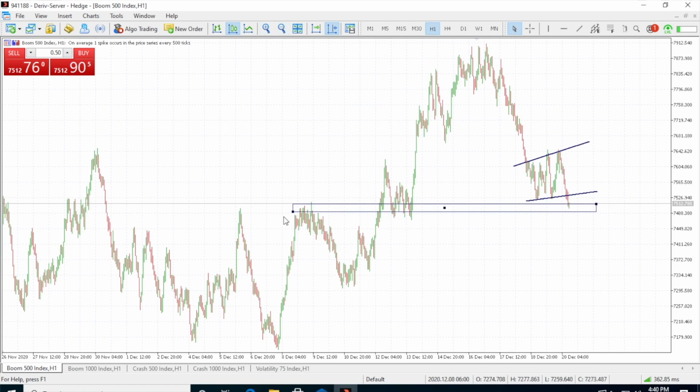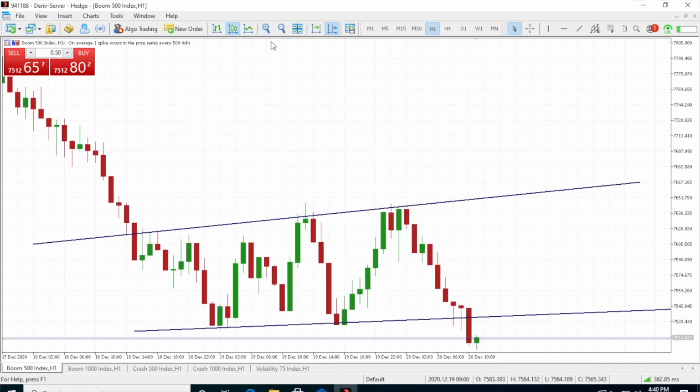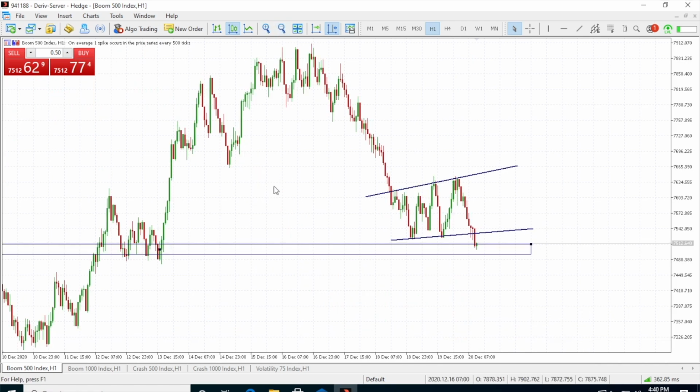Let's zoom out, and if you see here at the left also, we have rejection, we have rejection, we have rejection here. So right now the market is at that same box we used to take a buy trade days before. So right now price is at this level. I know the market broke this flag. That means there is a big chance of the market going down, but still we have this box which is holding the price right now.